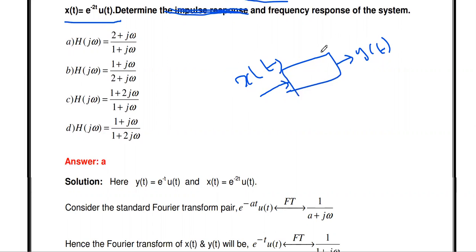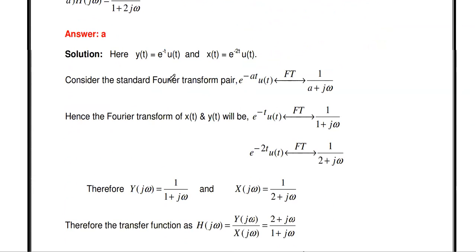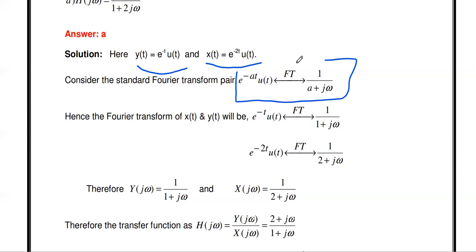This y of t, x of t is in time domain, but our aim is to find the Fourier domain answer. So first you convert the output y of t and the input applied to the system into Fourier domain. We know the standard Fourier transform pair: the signal e power minus at has the Fourier transform 1 by a plus j omega. So you just take the Fourier transform of y of t as well as x of t.